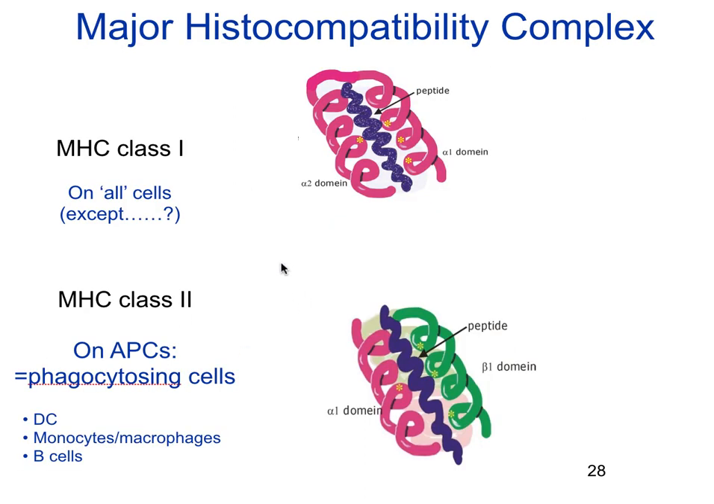So the major histocompatibility complex: we have MHC class 1, which is present on all cells except red blood cells, and is communicating with CD8 positive T cells. And we have MHC class 2 on antigen presenting cells or phagocytosing cells, and those are dendritic cells, monocytes, macrophages, and also B cells, a special case of antigen presenting cell that we'll talk about more in detail in immunopharmacology, and they can communicate with CD4 positive T cells.